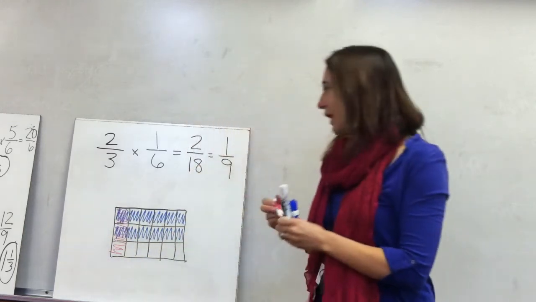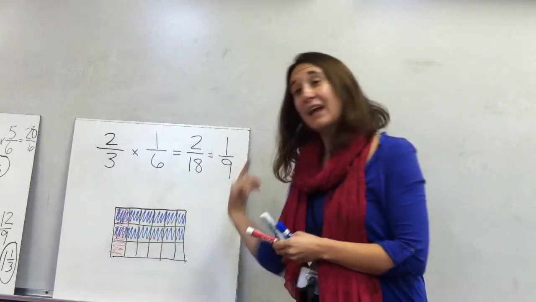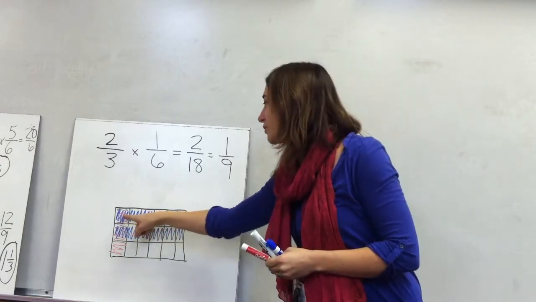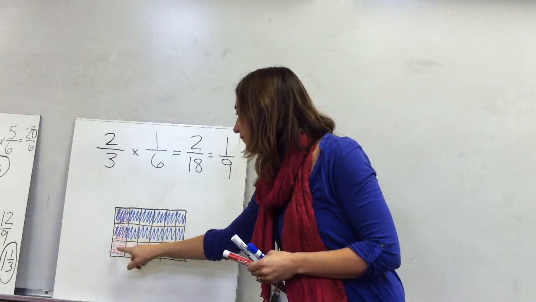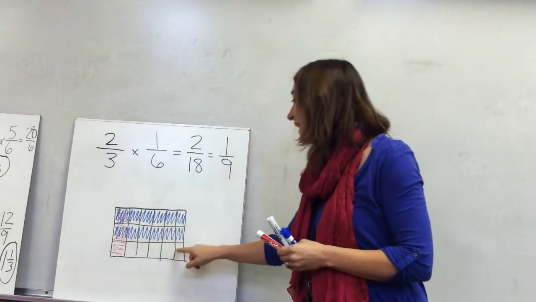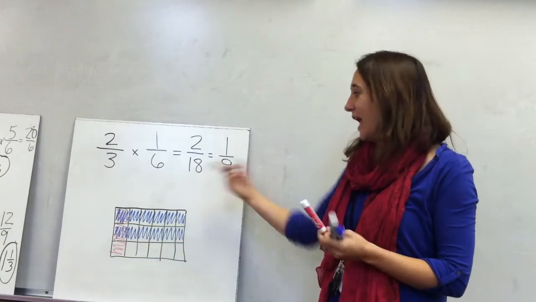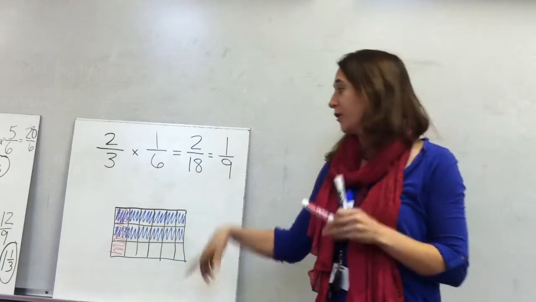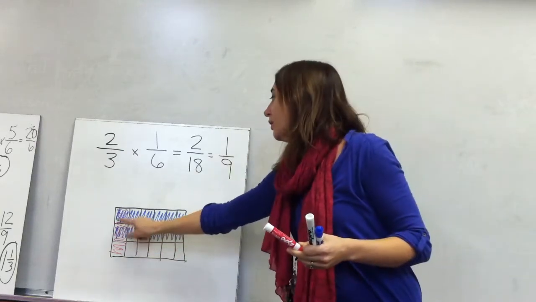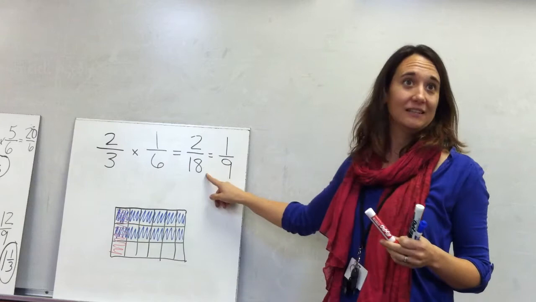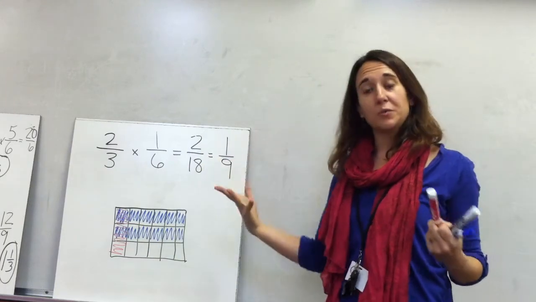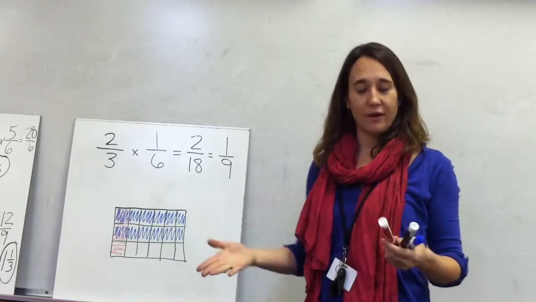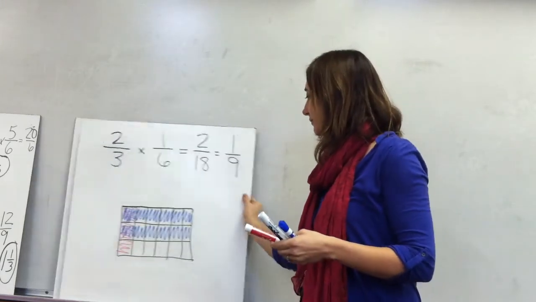Let's look for the overlap. We can count how many equal blocks we have: 1, 2, 3, 4, 5, 6, 7, 8, 9, 10, 11, 12, 13, 14, 15, 16, 17, 18. Oh, so we got there. Now how many of them are colored with both colors, both blue and red? 1, 2. 2 out of 18. So that's how we got that. Now you've seen me do one. We're going to do one together, and then you'll have a chance to do one by yourself.